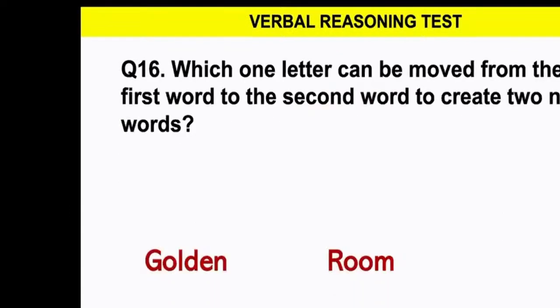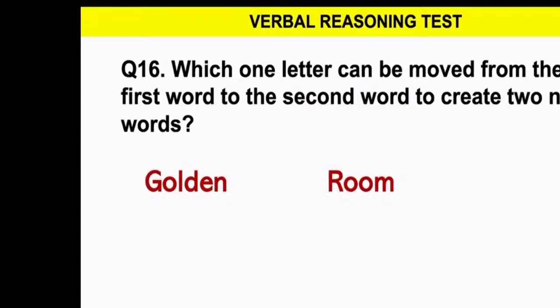Question 16. Which one letter can be moved from the first word to the second word to create two new words? So if we move the G over to the right, we get the word groom, and we also get the word olden. So we're just moving one letter from the left word to the right to create two new words. I hope that makes sense. And the correct answer there is G.